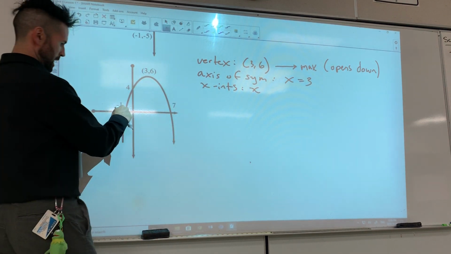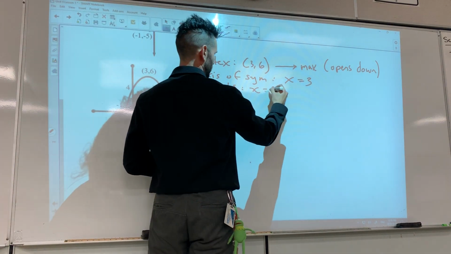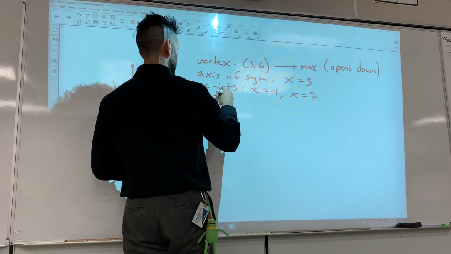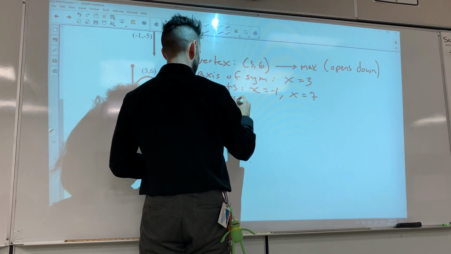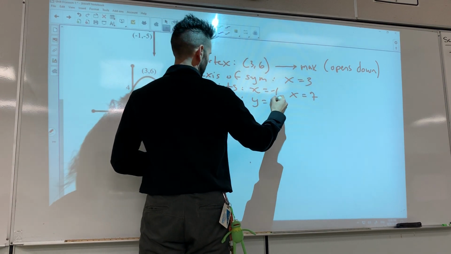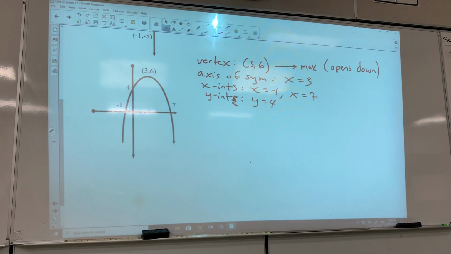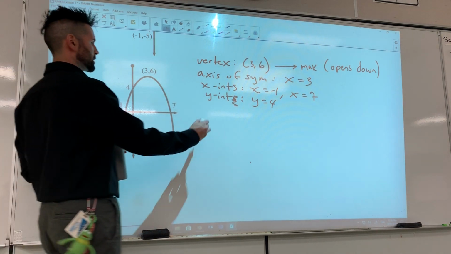So let's see. We got -1 and 7. So x equals -1, x equals 7. And then we got our y-intercept. What's our y-intercept? 4. I don't know why I wrote intercepts plural. There we go. So the y-intercept is y equals 4. Domain and range, I think, are the last two things.